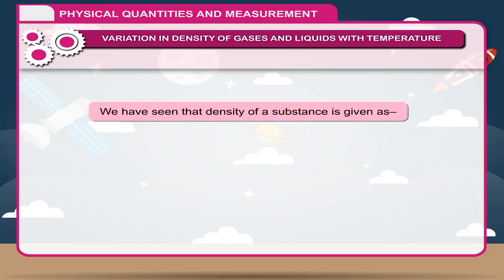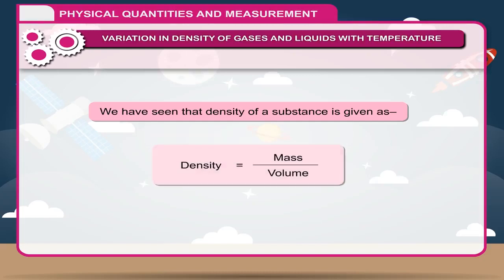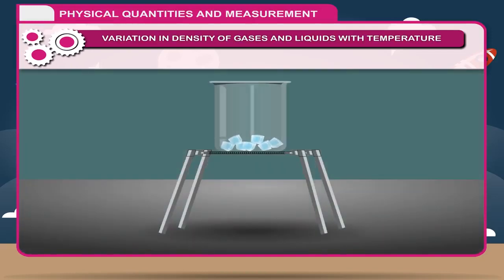We have seen that density of a substance is given as density is equal to mass upon volume. When temperature changes, mass of the object remains constant. But if the volume of the substance changes, the density of the substance also changes. Generally, with the increase in temperature, volume of a substance also increases.